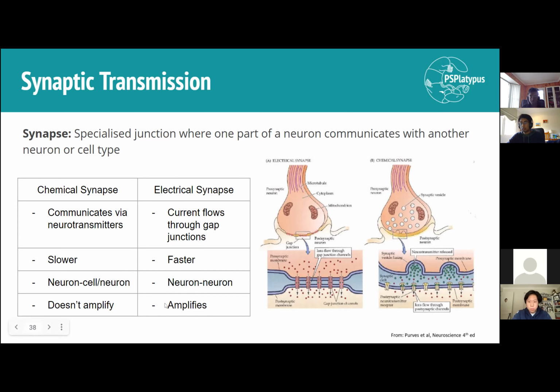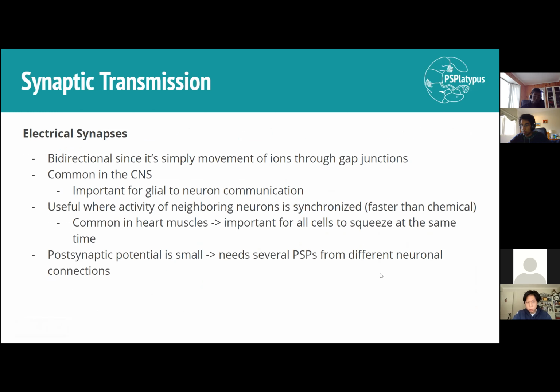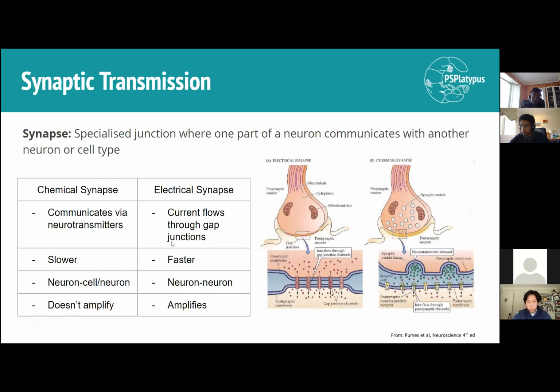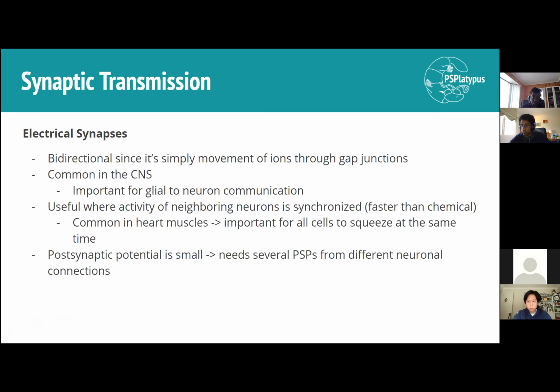Okay, wait, this is the opposite. So electrical synapse does not amplify and chemical synapse amplifies. Apologies for the mistake, but yeah. We'll come back to what these actually mean as we talk about chemical synapses as well.